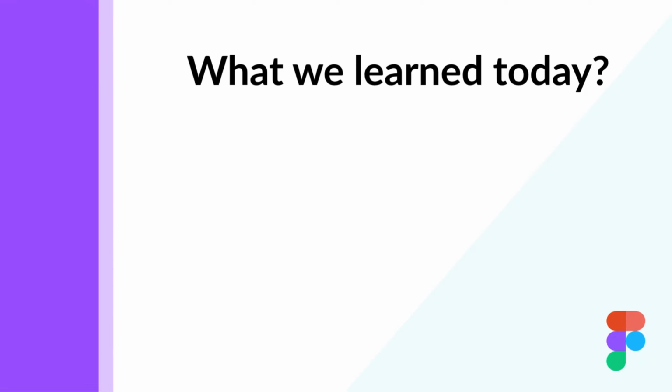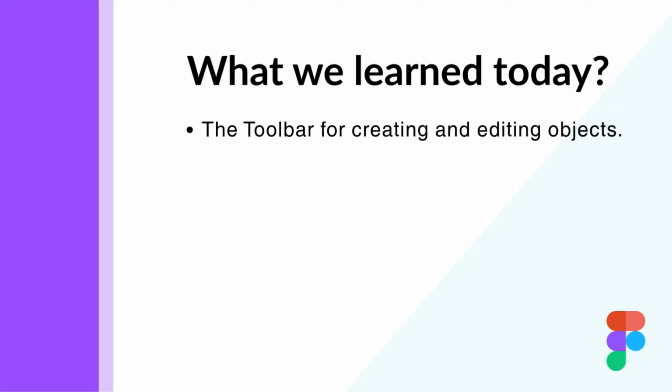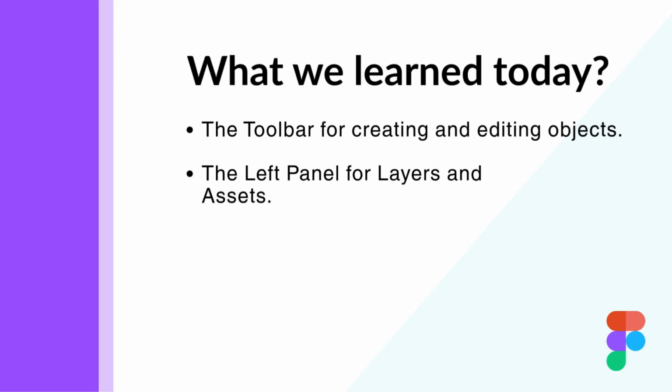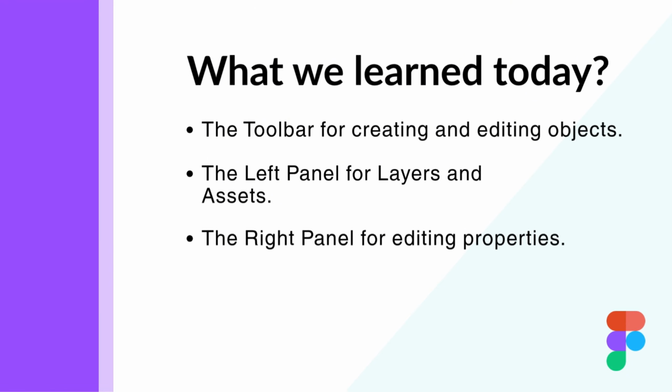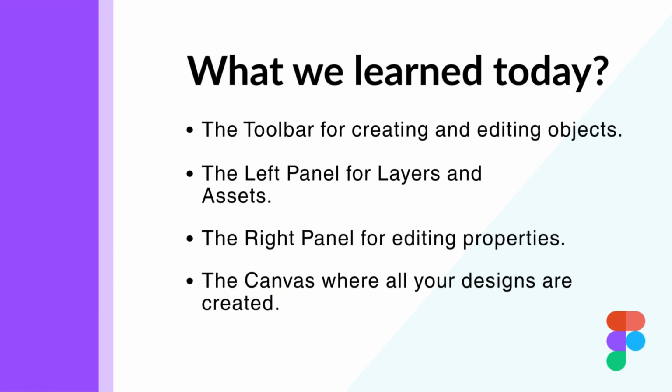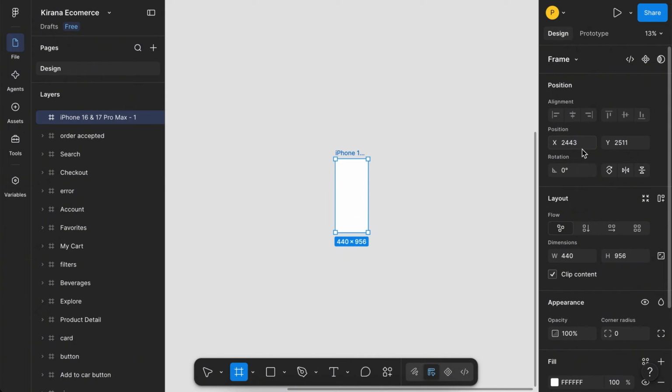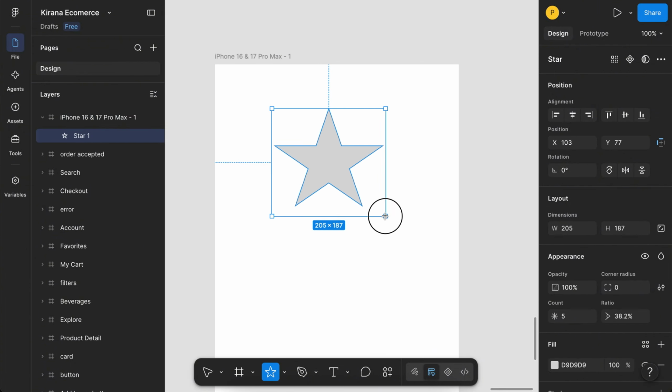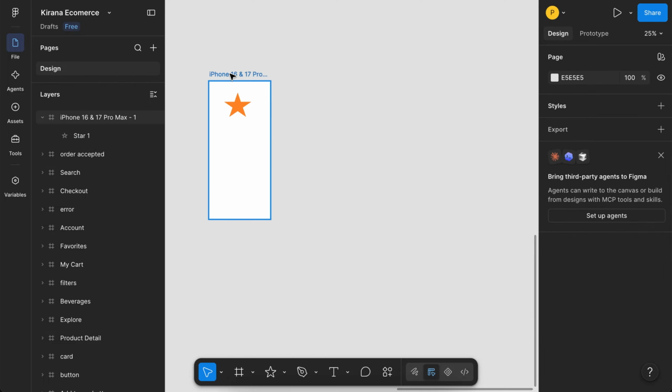Let's quickly review what we learned today. We explored the toolbar for creating and editing objects, the left panel for layers and assets, the right panel for editing properties, the canvas where all your designs are created, and pages to organize larger projects. Now you understand the basic layout of Figma, which will make learning new tools much easier. In the next lesson, we'll create our very first design in Figma and learn how to draw shapes, use frames, and navigate the canvas like a professional.